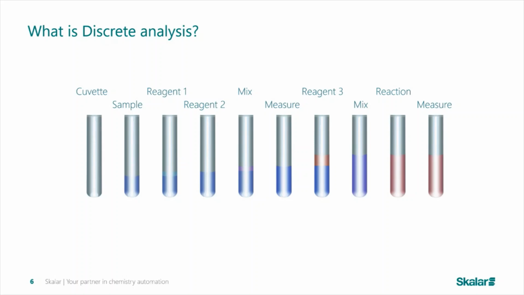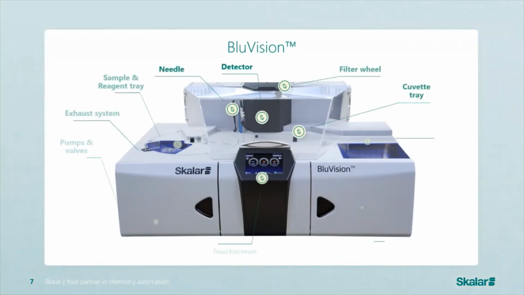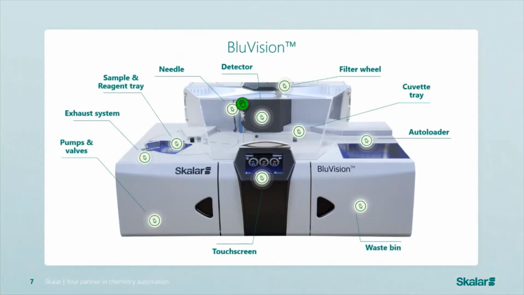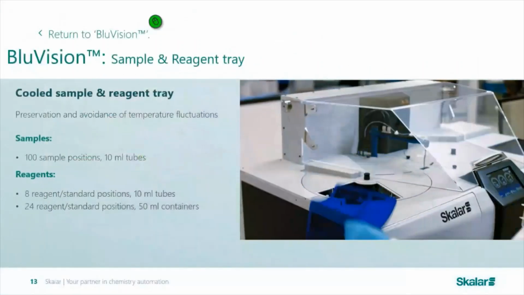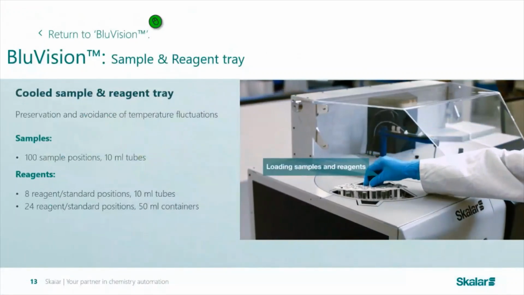So the schematic you see here, the animation we've just seen, how does that translate into an analyzer, into hardware? Well, that translates into our Bluvision analyzer and is the subject of today's webinar. So you see here, starting on the left-hand side of the analyzer, what I'm going to do is take you through the analyzer now in roughly the order a sample would go through the system. So we're going to start on the left-hand side of the analyzer and our sample and reagent tray, where our samples and reagents are loaded, and that's what you see here in the movie.